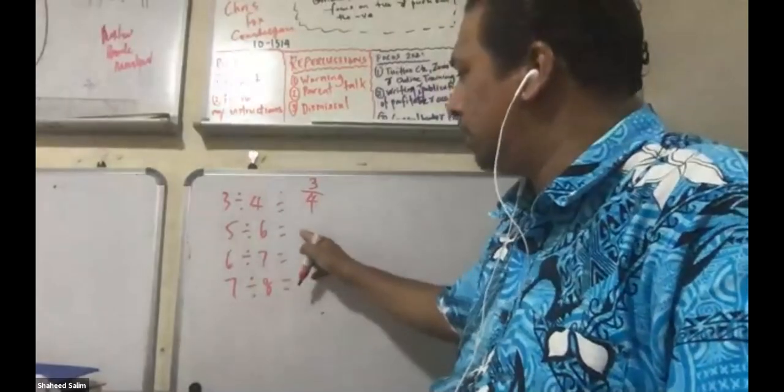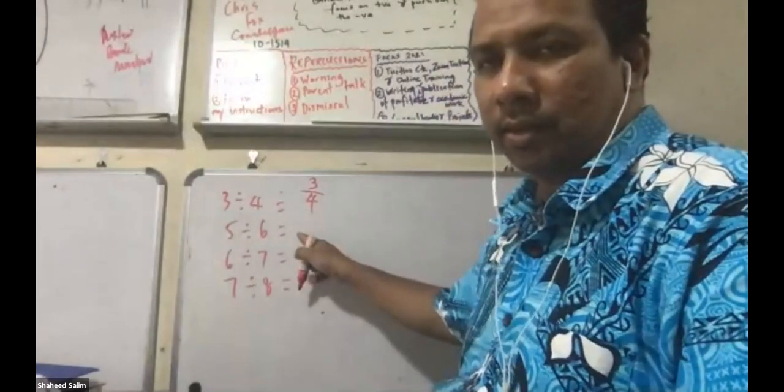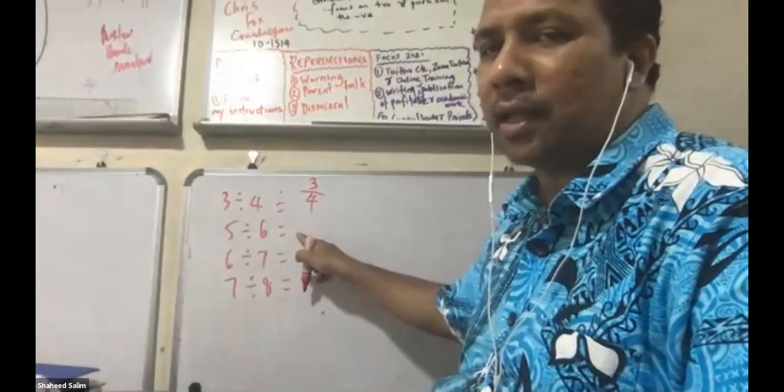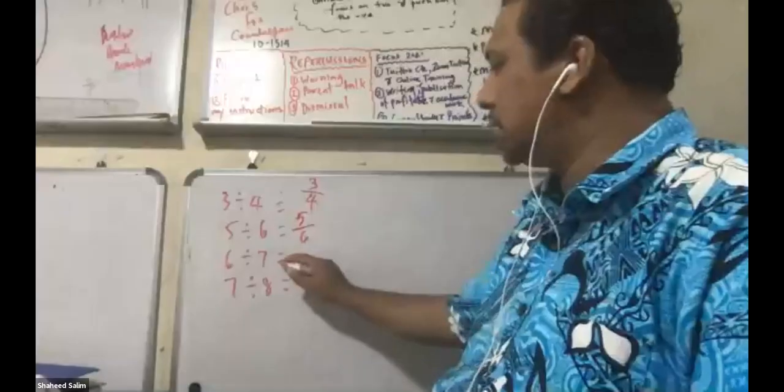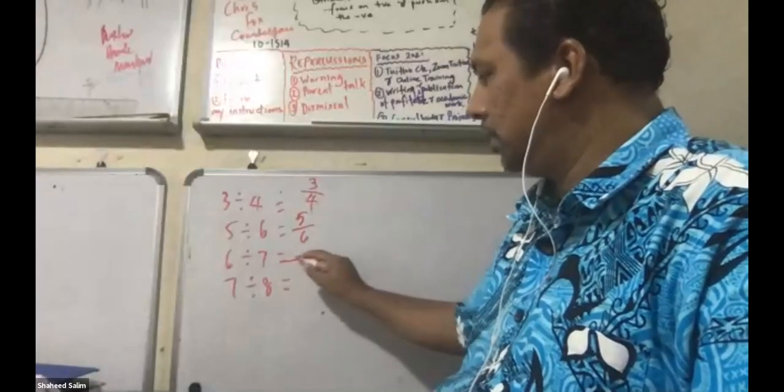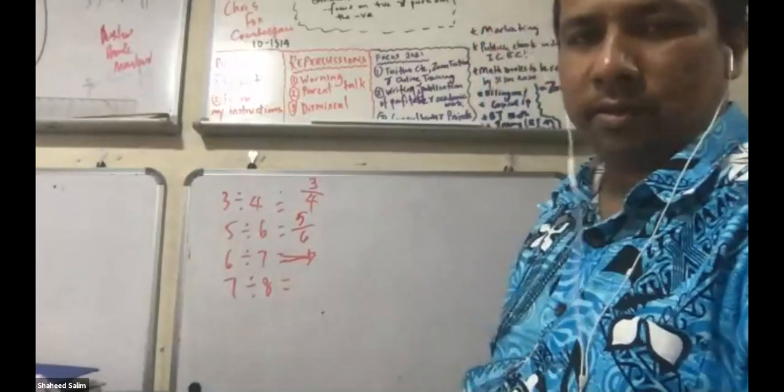Shakil, what's the answer for this one? Just tell me the answer. 5 out of 6. 5 out of 6. Shafia, the next one? 6 out of 7. And Raidi? 7 out of 8.